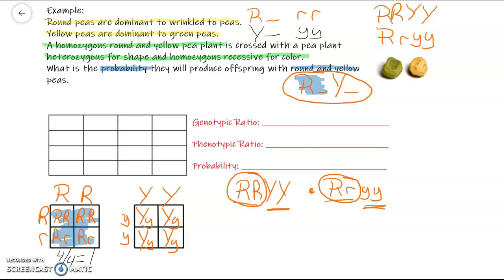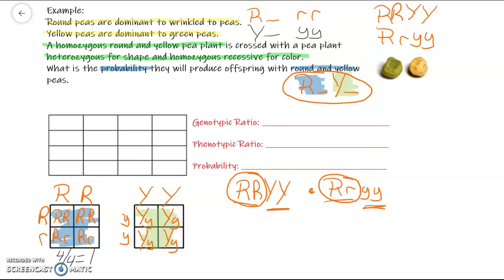Now, for the second trait we're looking at, the actual coloration, let's pick a different color here. Let's pick this lighter green. We're looking for this option in the children. They're going to be yellow. It doesn't matter if they're homozygous or heterozygous. When I look at the possibilities, all 4 possibilities have at least one big Y. They're all going to be yellow.